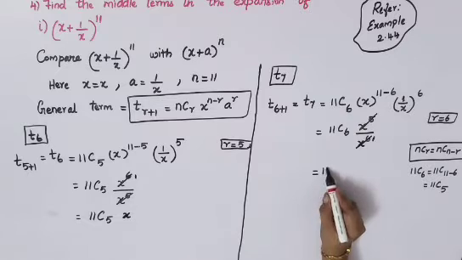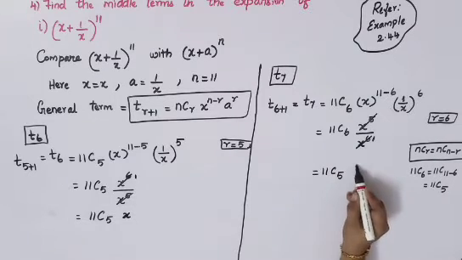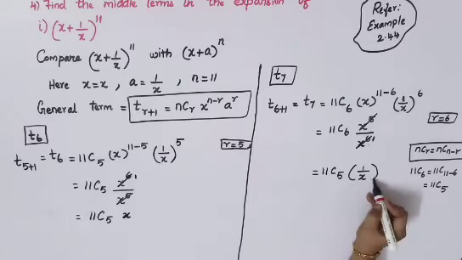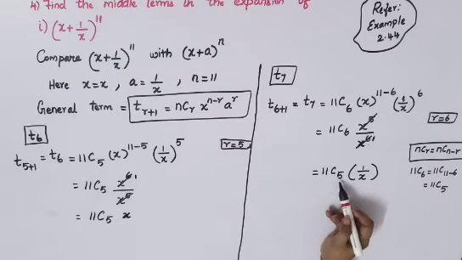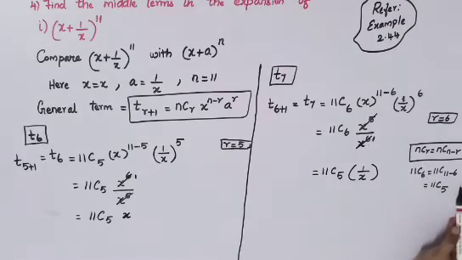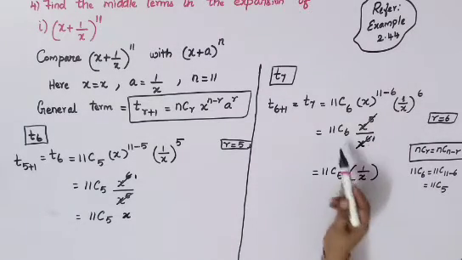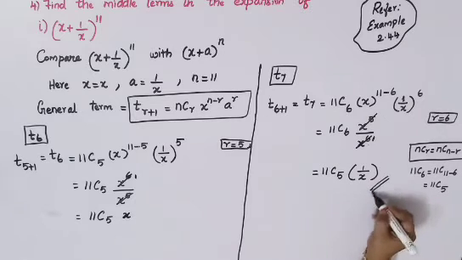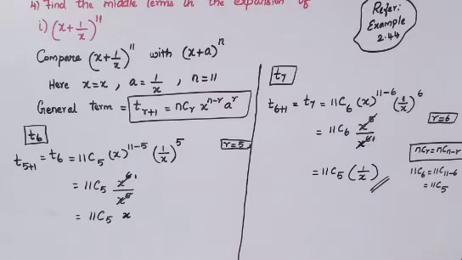So 11C5 into, here you have got 1 by x, so 1 by x. Since your book answer has converted it into 11C5, because of that we are converting it. Otherwise we can leave it as 11C6 into 1 by x also. Both are correct. So this is the answer for your fourth question, first subdivision.